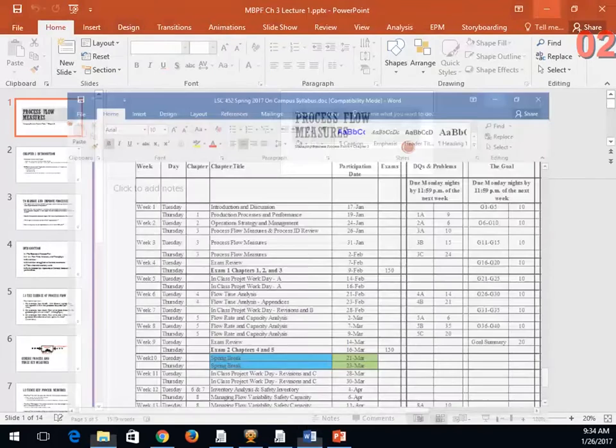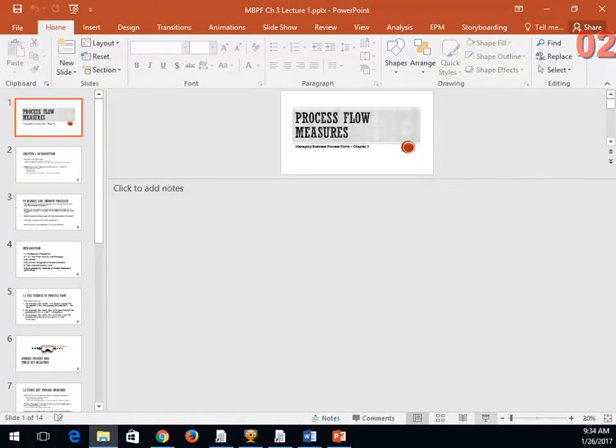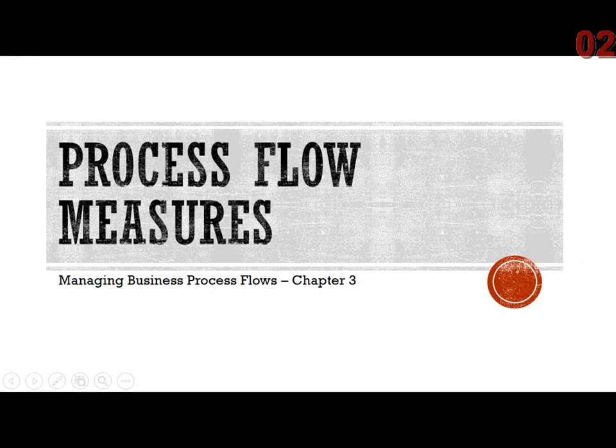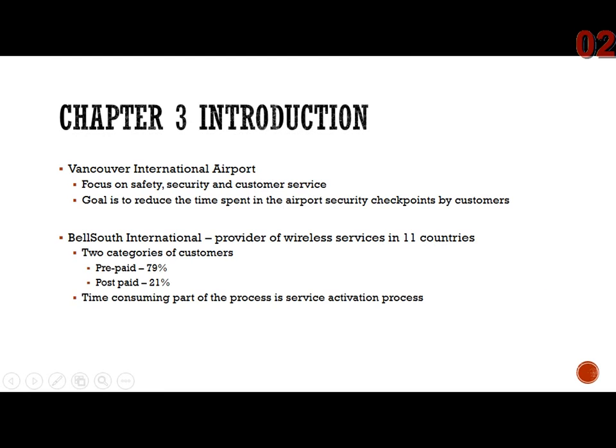All right, so let's go ahead and start with Chapter 3. Chapter 3 is about process flow measures. There are 3 basic building blocks that we're going to use throughout the semester. But the chapter starts out with a couple of quick examples of 2 different types of processes.